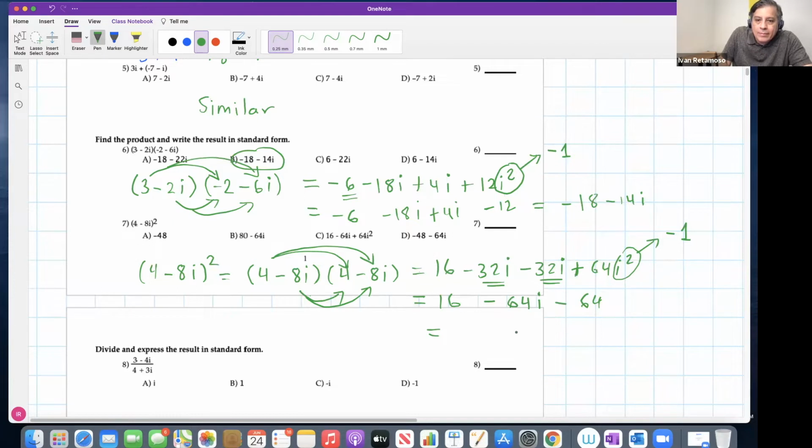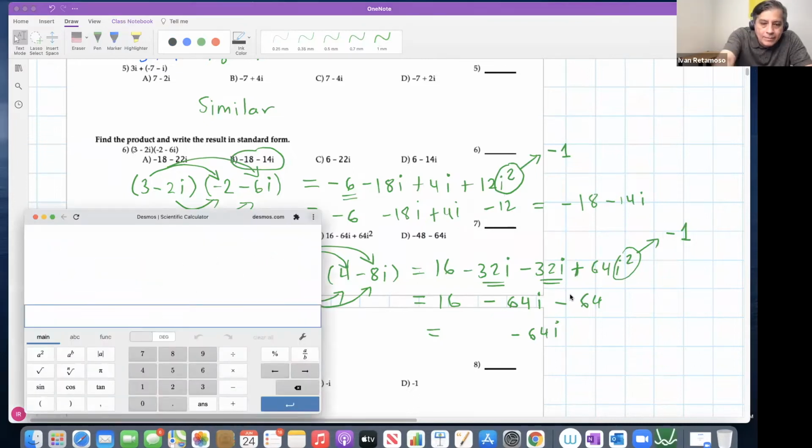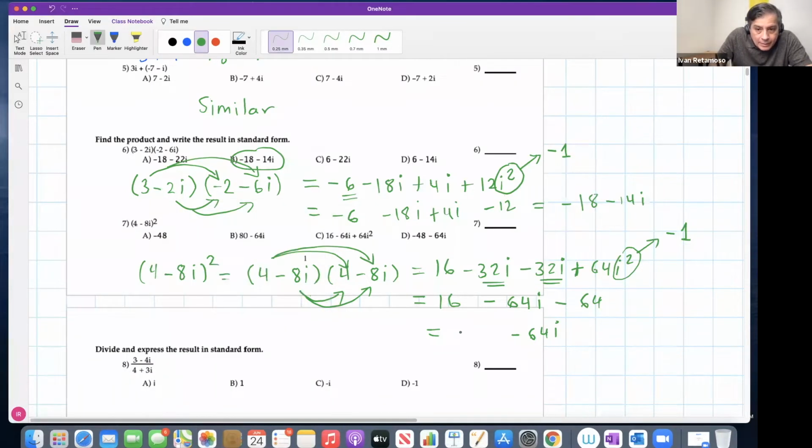that should be the real part, right? Followed by minus 64i, right? 16 minus 64 is just minus 48. Minus 48. So write this here, and that's it, right? That's it. Minus 48, minus 64i, answer D.